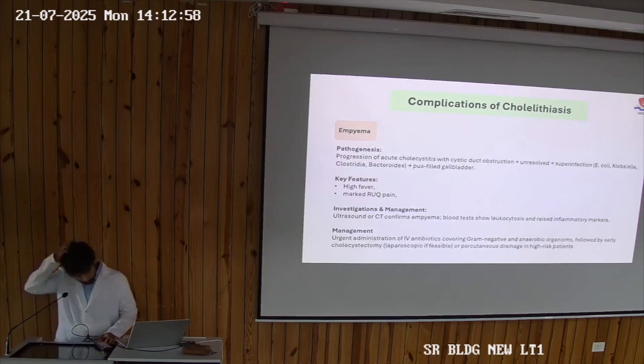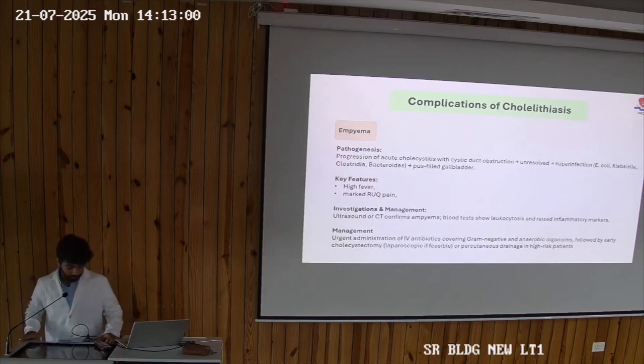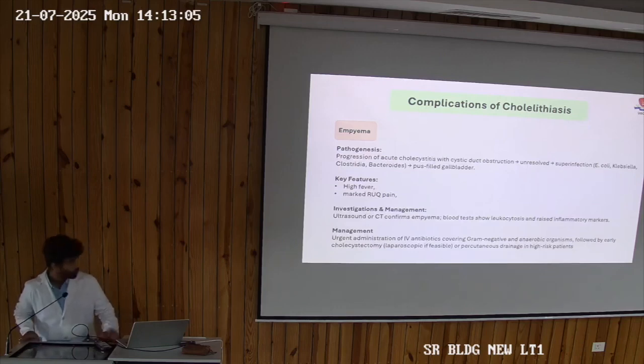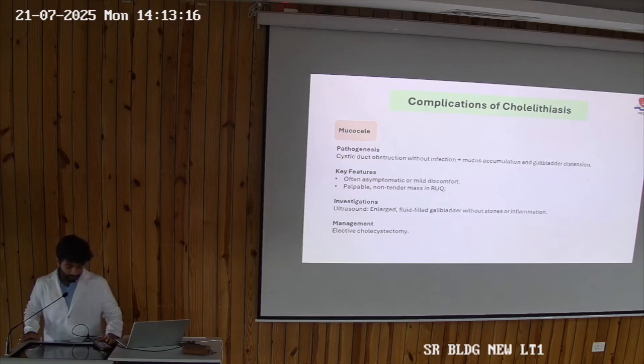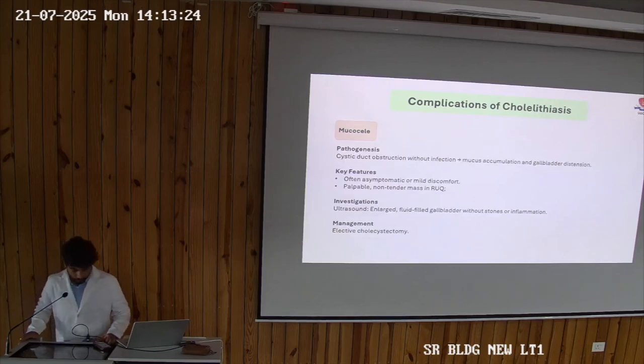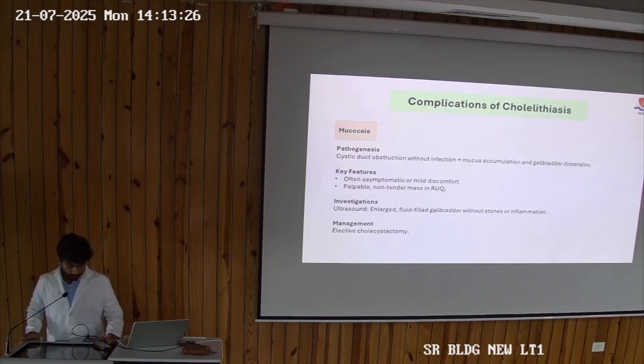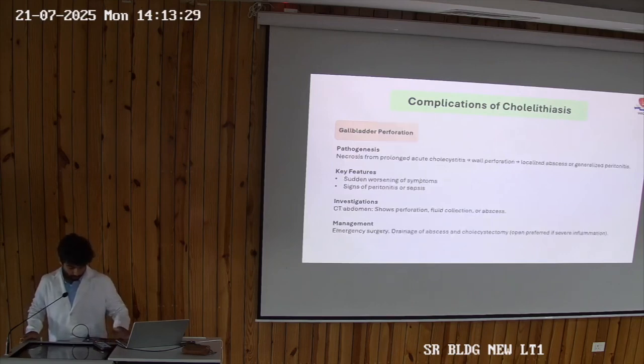Mucocele. It results from cystic duct obstruction without superinfection, leading to mucus accumulation and gallbladder distension. Clinically, it is often asymptomatic or may present with mild discomfort, sometimes accompanied by a palpable non-tender mass in the right upper quadrant. Ultrasound shows an enlarged fluid-filled gallbladder without any stones or any signs of inflammation. A mucocele may be managed through an elective cholecystectomy to prevent any further complications.